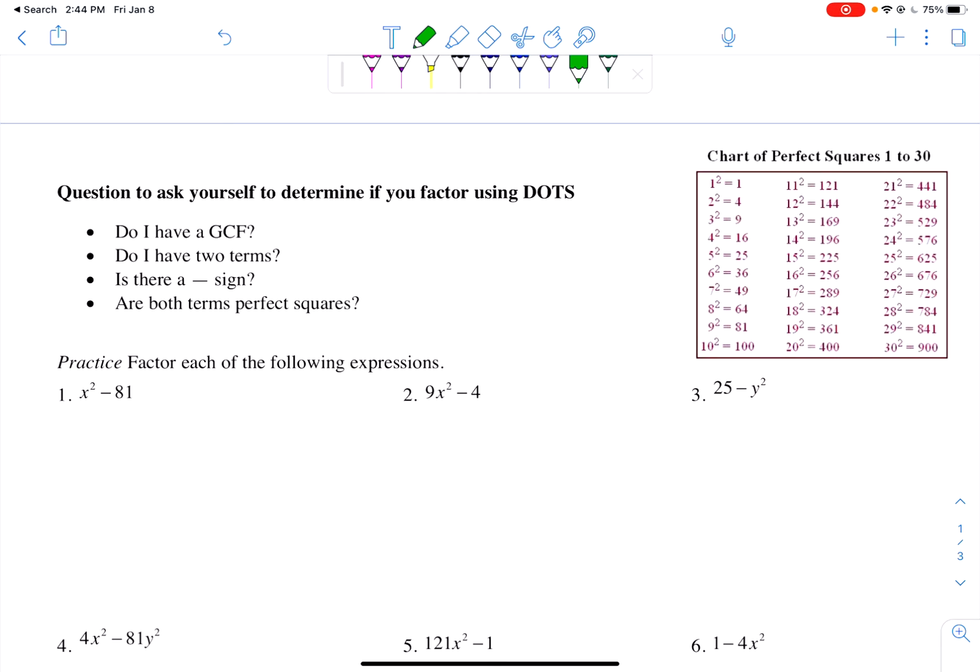These are questions you need to ask yourself, that you need to think about as you approach these questions. Do I have a GCF? If so, pull it out right now. Do I have 2 terms? Is there a minus sign? And are they both perfect squares? So let's do these examples together.